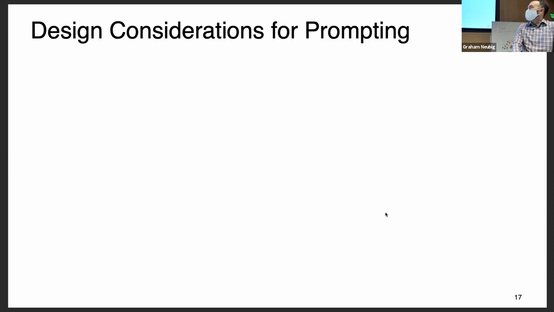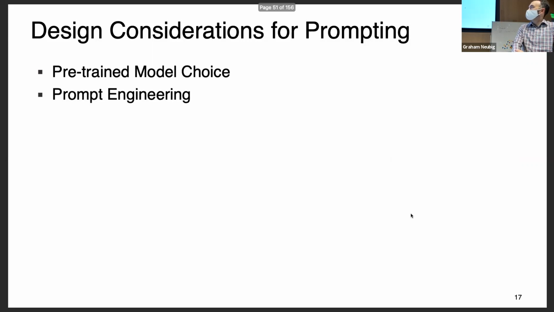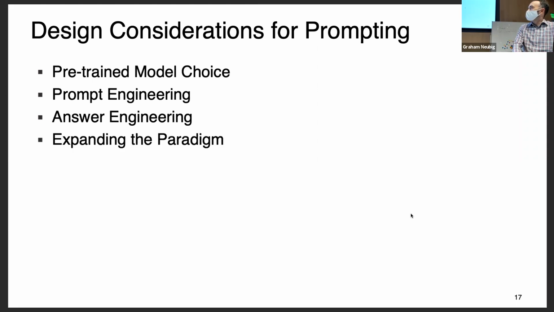So some design considerations that you would want to think of if you're using a prompting method are, first, which pre-trained model should you be using for this? Second, prompt engineering. So how will you design your prompt to use? Also answer engineering, and ways you can expand the paradigm beyond the simplest example that I just talked about before, and also prompt-based training strategies. So where you actually train your model together with some prompts.